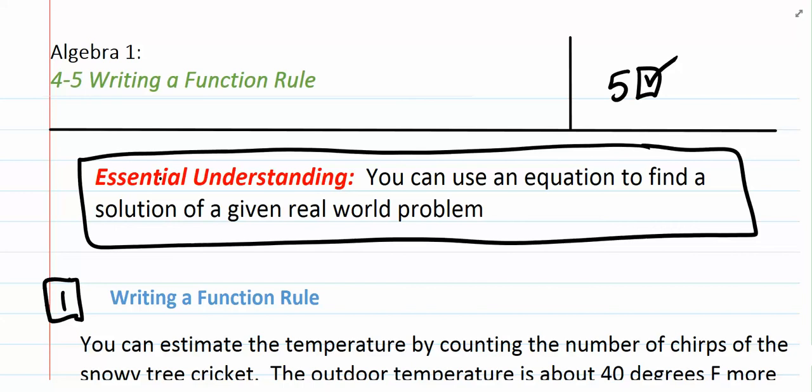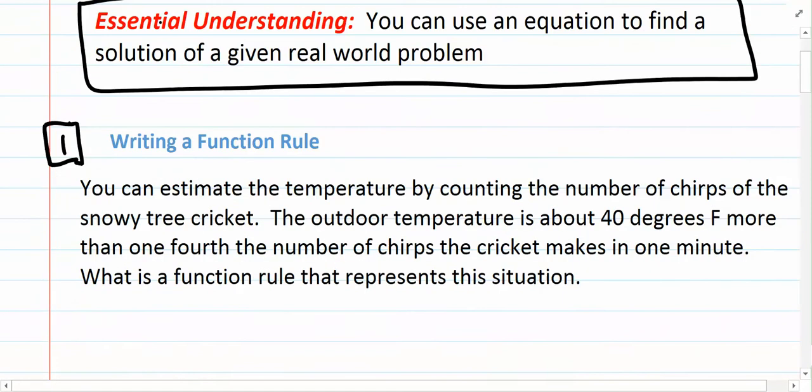Welcome to Zaption Tour 4.5, writing a function rule. There are 5 boxes for this lesson. So the essential understanding here is pretty simple. It says that you can use an equation to find a solution of a given real-world problem. So we're going to be reading some real-world problems and coming up with equations to solve them.